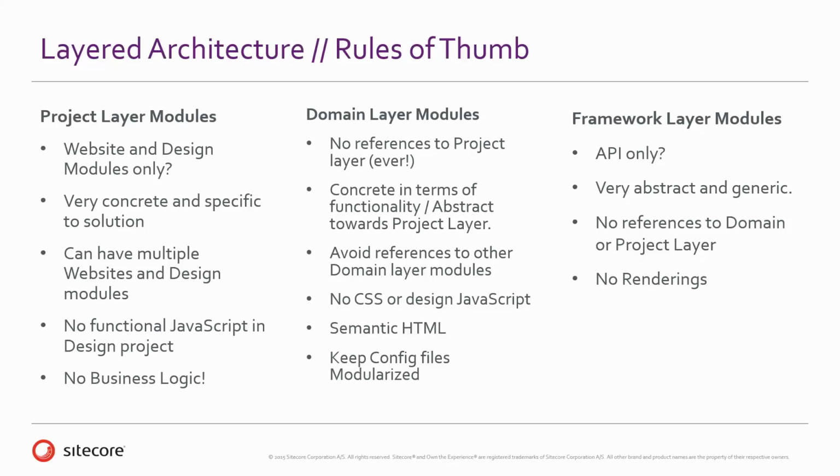Now the domain layer is concrete in terms of functionality. You have to be very specific. You're building a news article, so just focus on building news stuff. Don't put everything else in there. It's just about news, but it's abstract. You define a news list, a news teaser. There's no need for the project layer to know that it's a paged list or what it is.